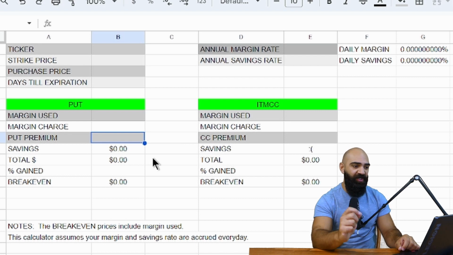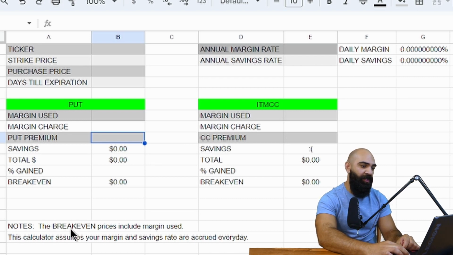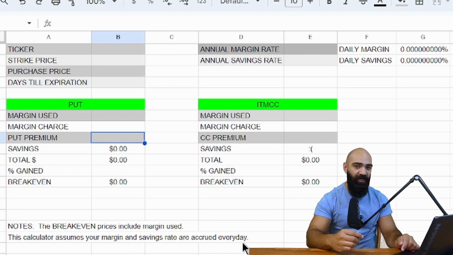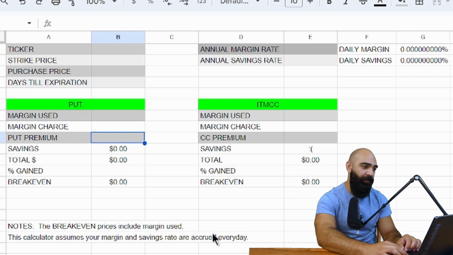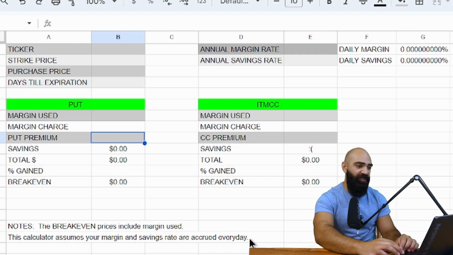And there's a couple basic assumptions with this calculator. You see it in my notes. The calculator assumes your margin and savings rates accrue every day. So this calculator's going to assume you have savings when you're selling puts, and if you use margin, you can type that in too. If not, you don't have to worry about the margin portion of the calculator. So let's just go through an example and see what happens.